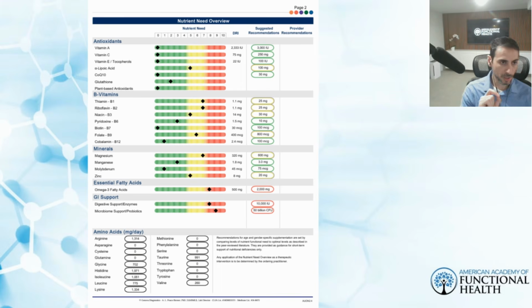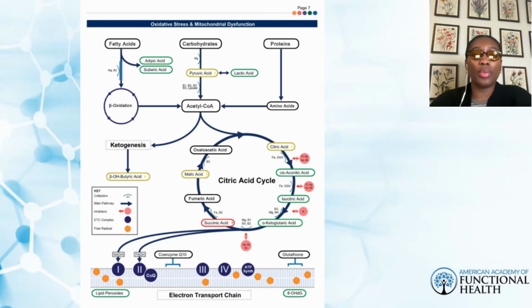So when you see those on the labs, they don't just indicate the deficiency of B1 or B2 or magnesium. You now have a deeper understanding of what those nutrients are required for. So let's look at page 7 of the report, which is typically where we find these details. Page 7 is going to map cellular energy production. It's going to show us how the carbohydrates, the fats, and the protein feed into the mitochondria.